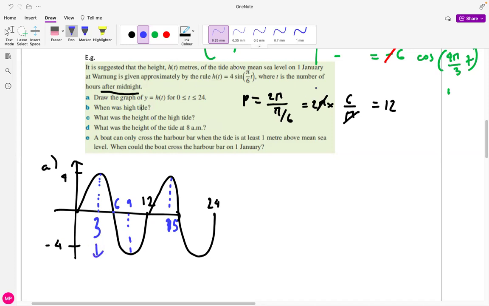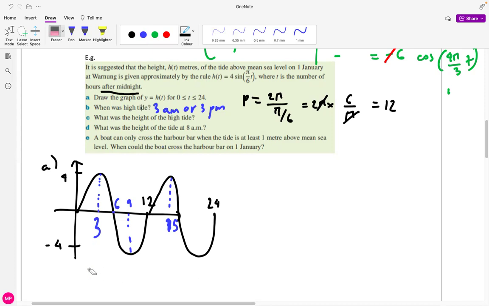And 3 is the number of hours after midnight, so 3 means 3 a.m. And 15 hours after midnight means 3 p.m. So when was the high tide? It's either 3 a.m. or 3 p.m. Okay.